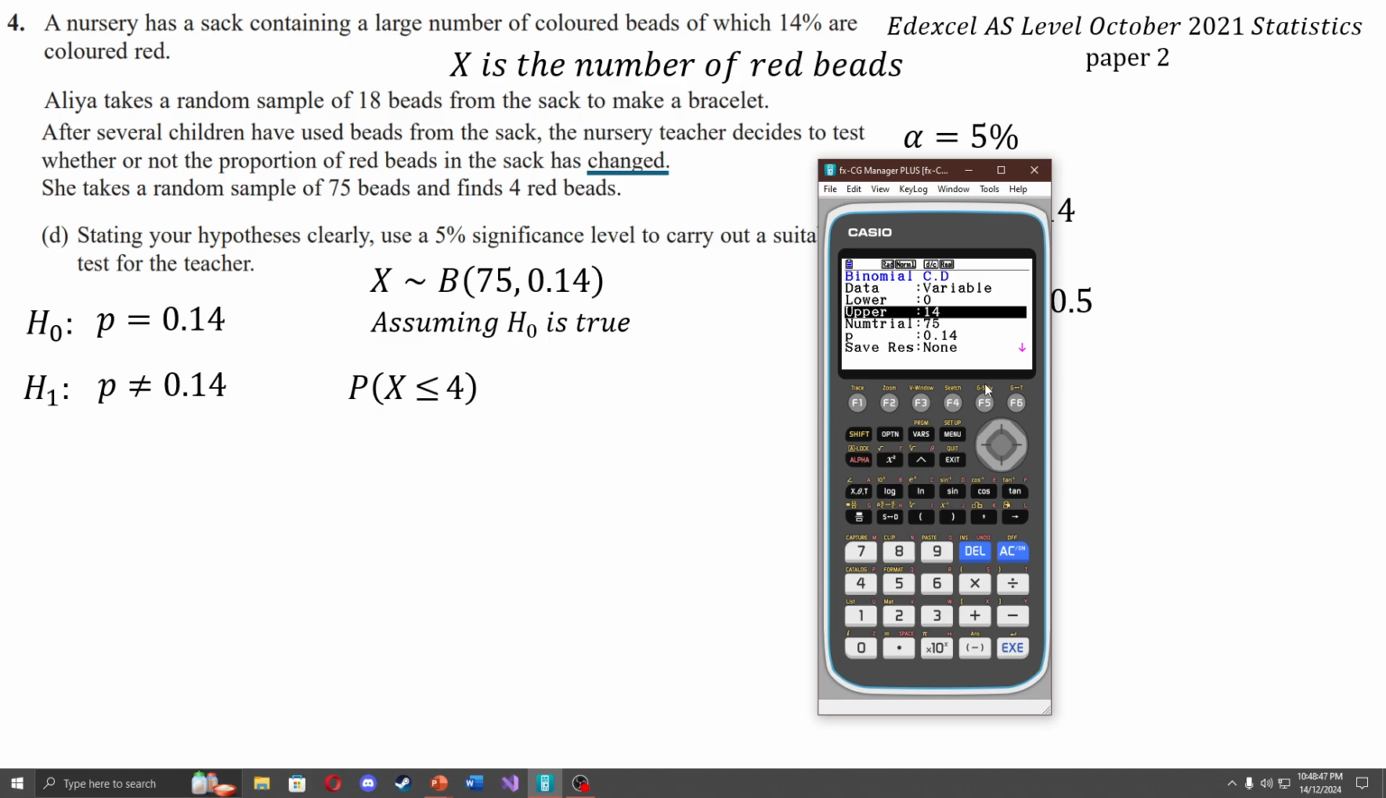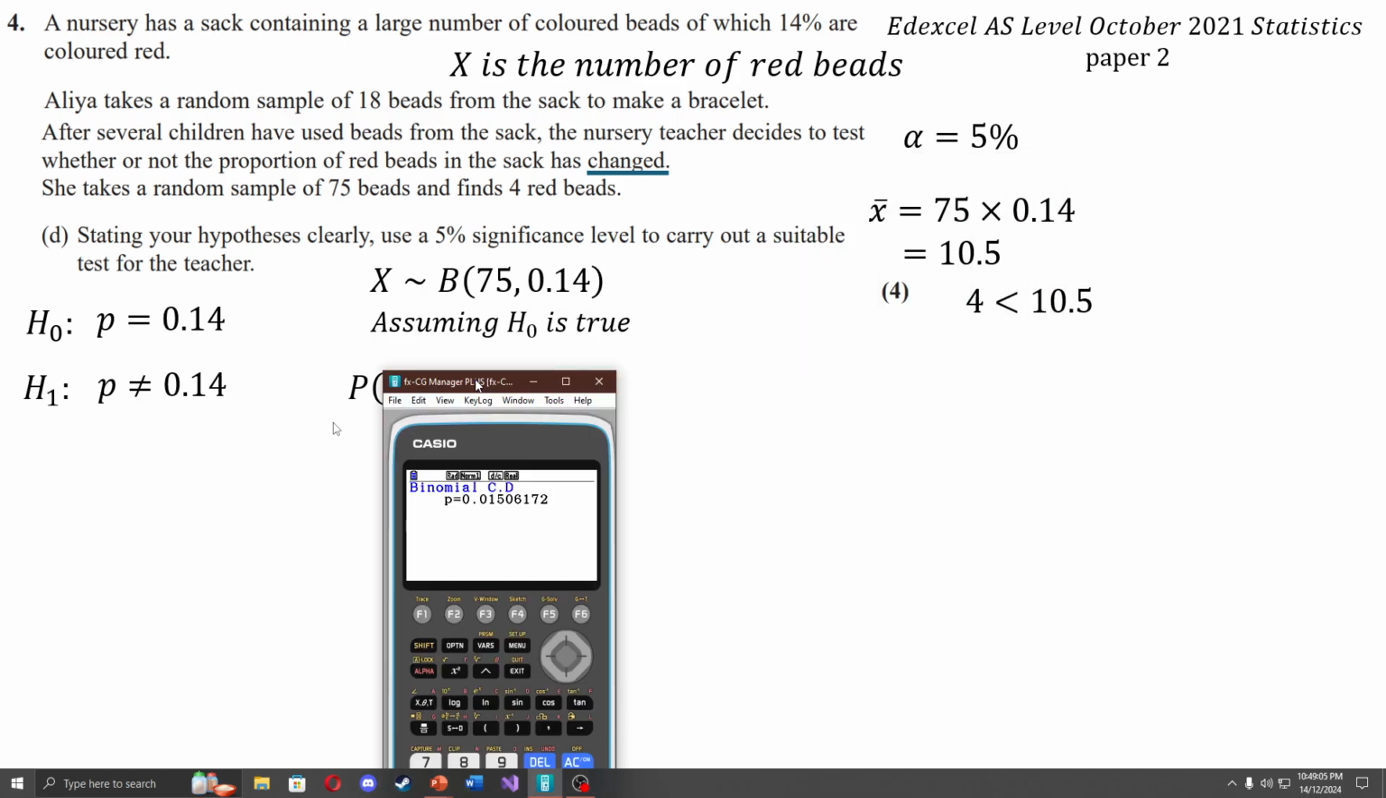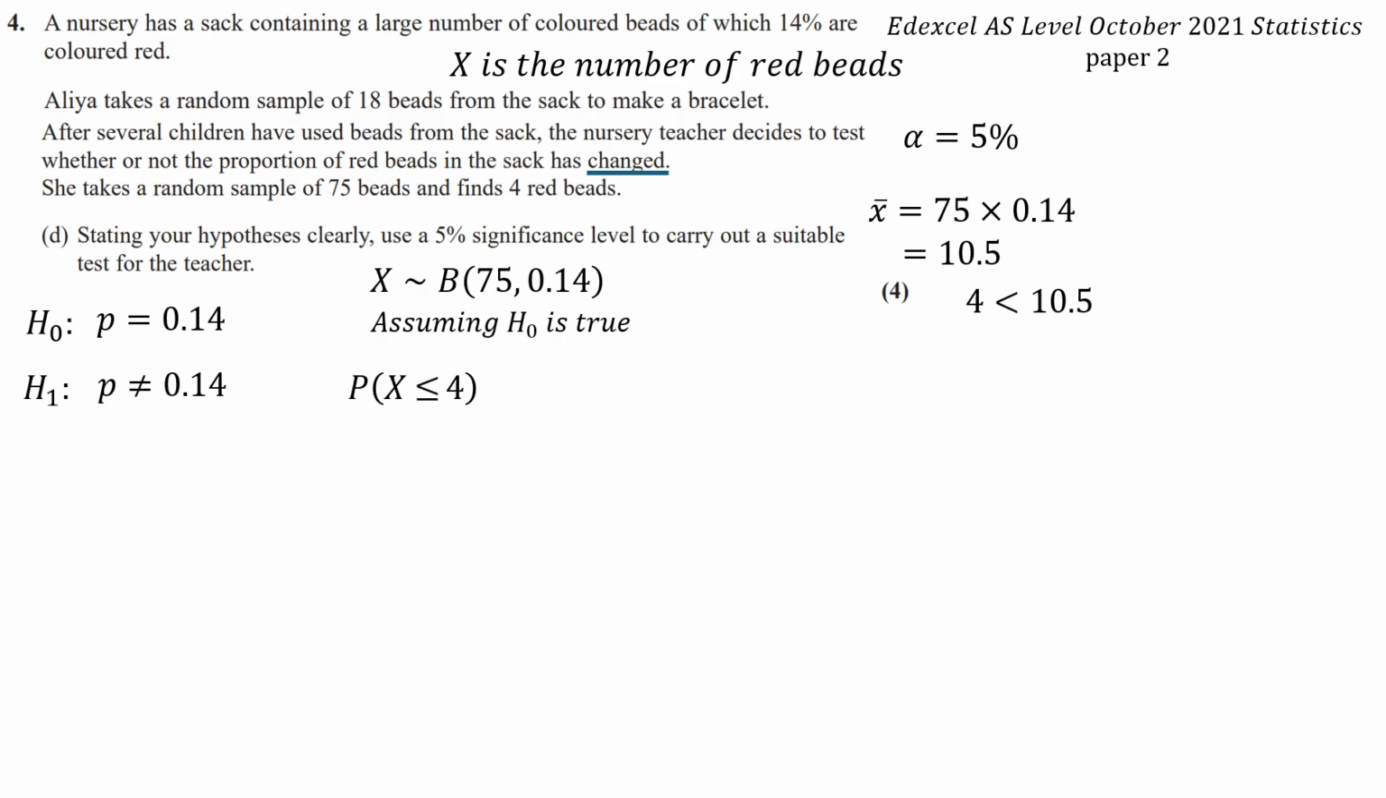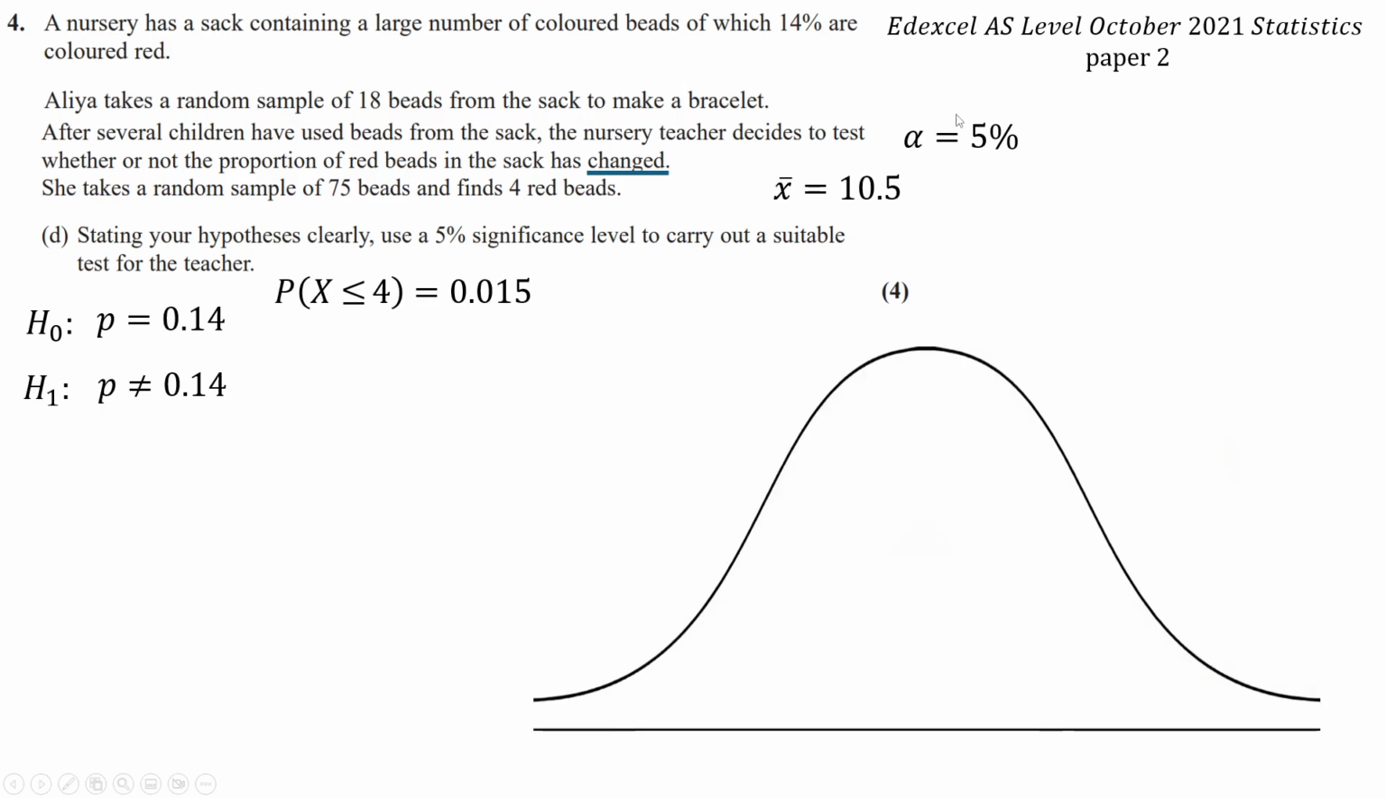Now, ignore my lower here. We know that the upper is just going to be 4, right? The upper bound is 4. Hopefully that makes sense. And the probability is 0.14. That's already there, so we'll leave that. And let's click execute. So we get 0.015. Okay, hopefully that made sense. So this is 0.015.